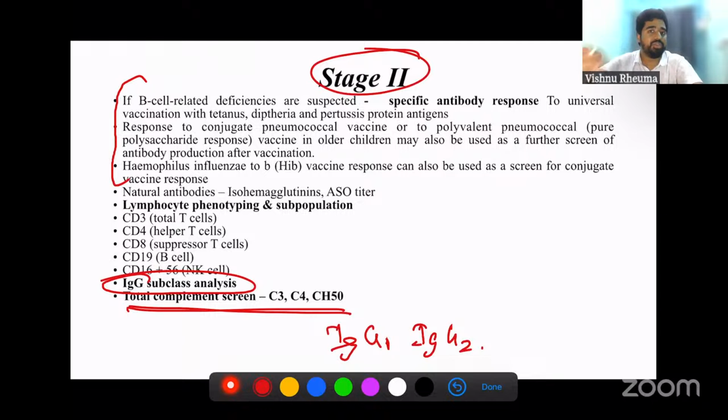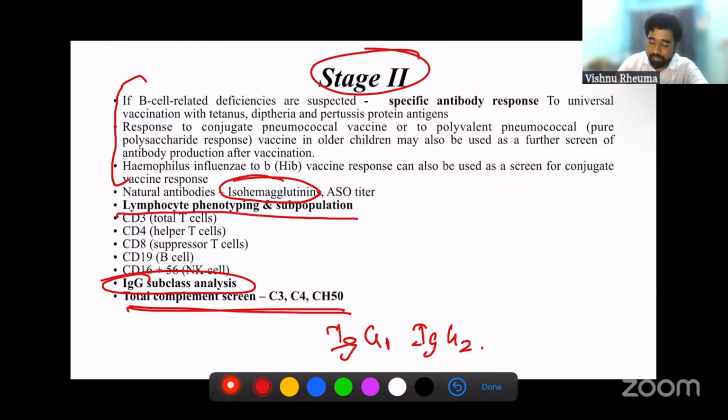You're giving the vaccine, you're seeing whether the B cell is producing antibodies. So you're seeing vaccine response, you're seeing the isohemagglutinin titers, ASO titers. These are natural titers that are there in everyone's bodies, except maybe the AB blood group will not have them, but otherwise all other blood groups will have isohemagglutinin titers. AB also will have some other hemagglutinin iso titers that will be there.